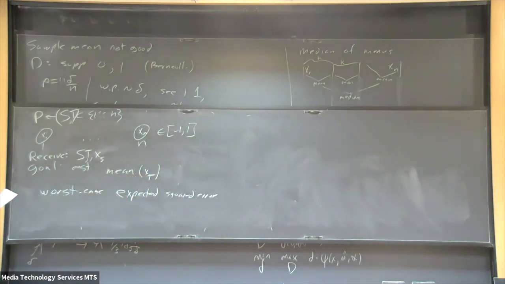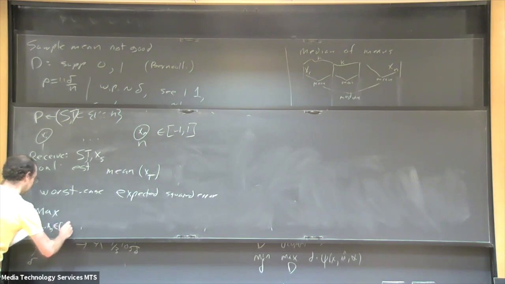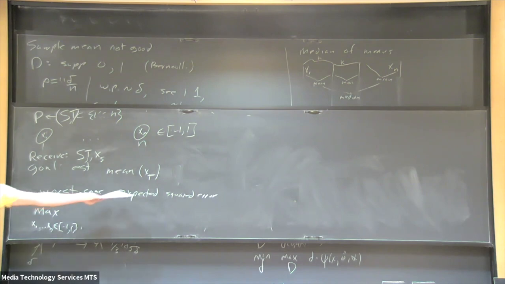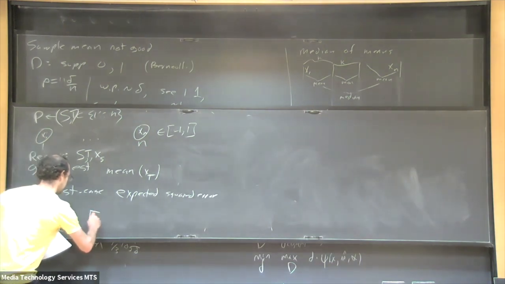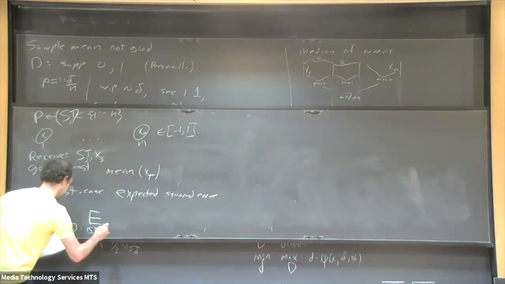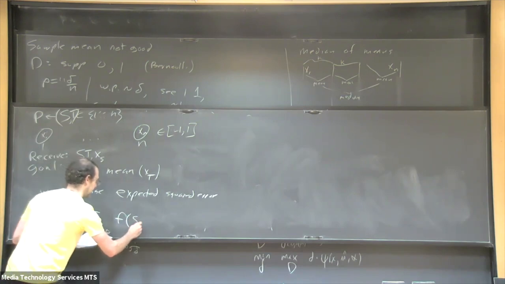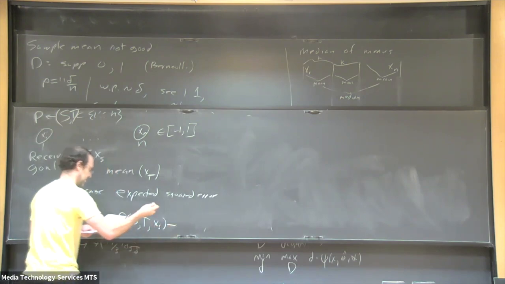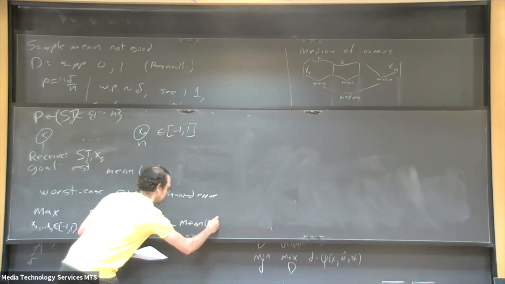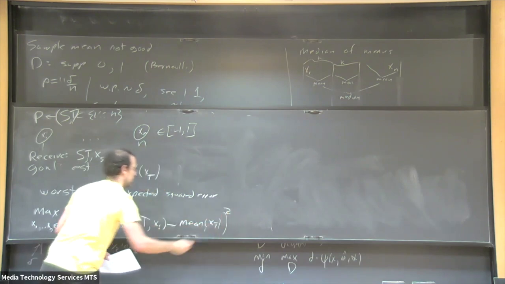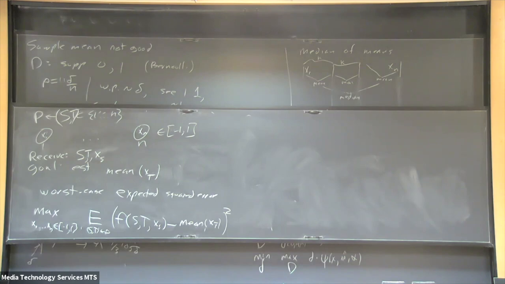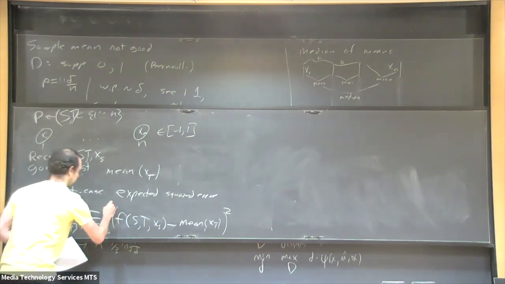And the goal, let me write this down more formally. Worst case over the data values, we're making no assumptions about the data, so x1 through xn in minus 1, 1, of the expected squared error, where the expectation is over the randomness of P, with S, T coming from P, of you've got some function f that takes in S, T, and x of S, and we're comparing this to the true mean of x on T. Mean squared error. Did I do this right? Yes, squared inside the expectation.